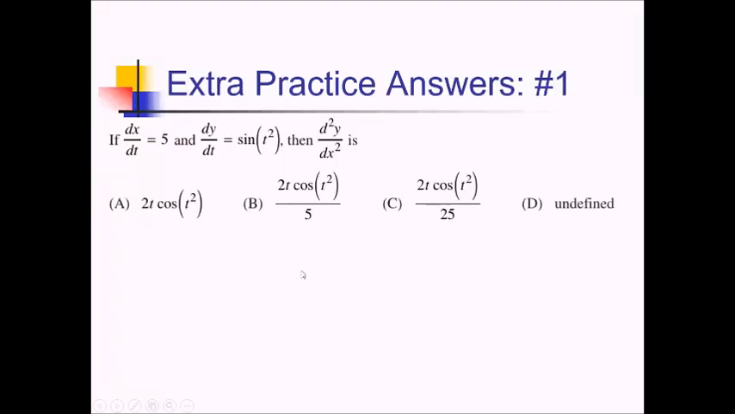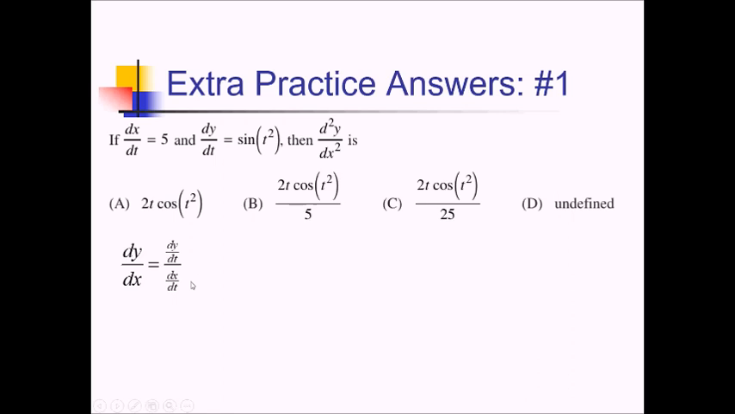For this problem, I'm given the derivative of x and y both with respect to t, and I want the second derivative of y over x. So for this one, we're going to have to first find dy over dx. And to do that, since we're dealing with a pair of parametric derivatives here, we're just going to have the equation dy over dt over dx over dt. So basically derivative of y over derivative of x.